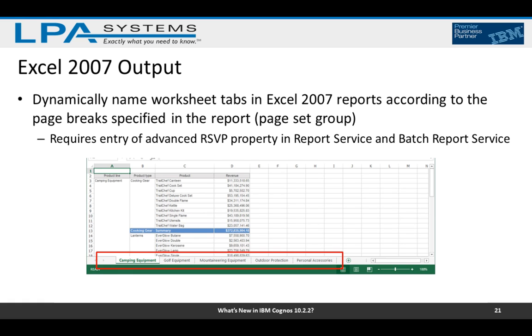But how are the pages defined? Not as page 1, page 2 in the Page Explorer. This is one page of output, but I'm doing a control break on product line, and therefore I will get the product line name as the label for the tab in Excel.